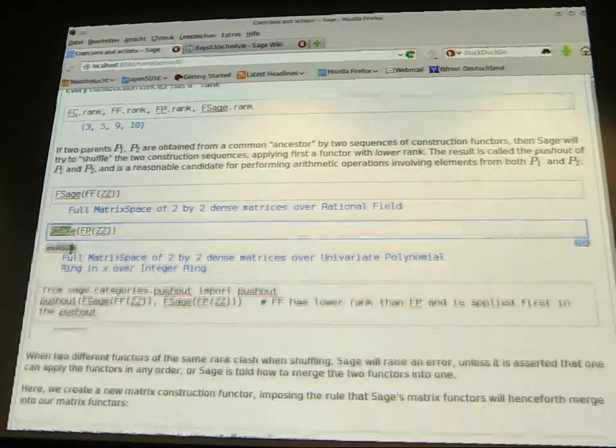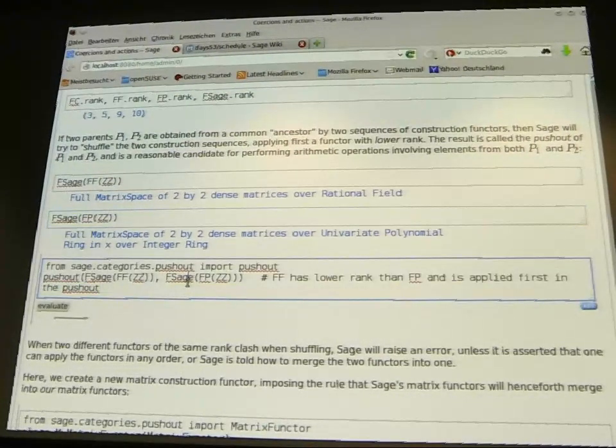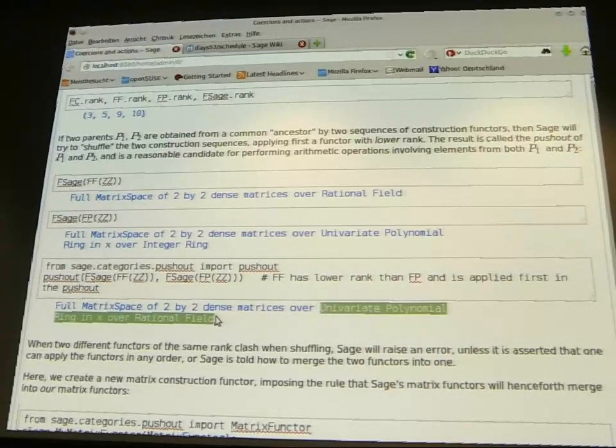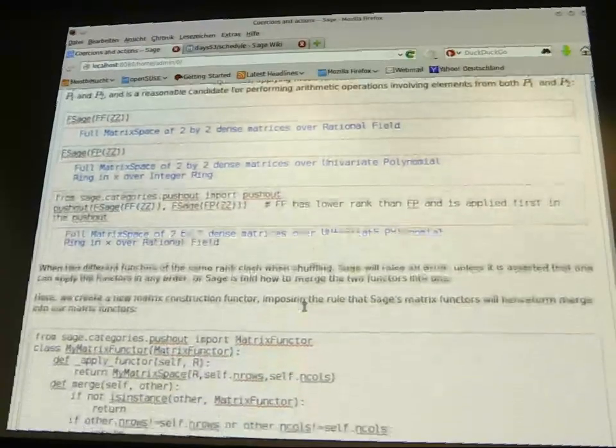So the result should be, first apply the fraction field functor, then the polynomial ring functor, and then this matrix functor. And indeed, this is what we obtain. We start with the ring of integers, apply the fraction field, and we obtain the rational field. Then we apply the polynomial ring functor, obtain the univariate polynomial ring in X over the rational field, and then apply the matrix functor. So this is how this push-out construction in Sage works. Of course, push-out is another notion from category theory.